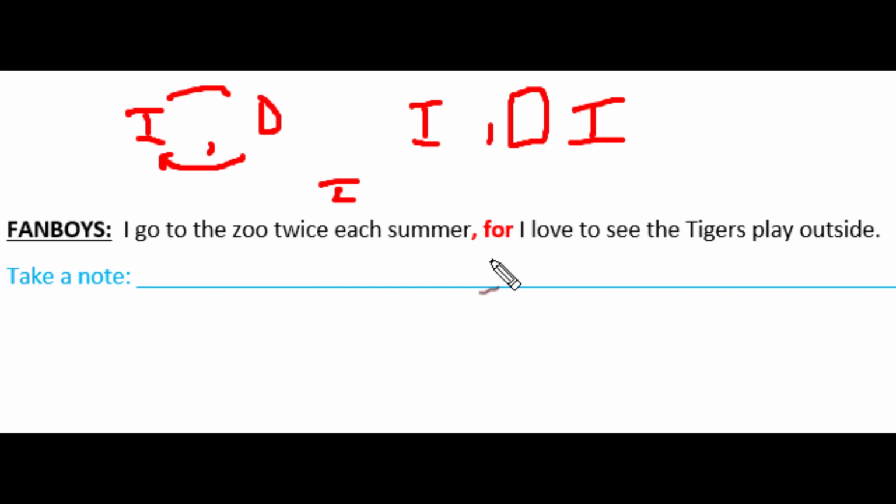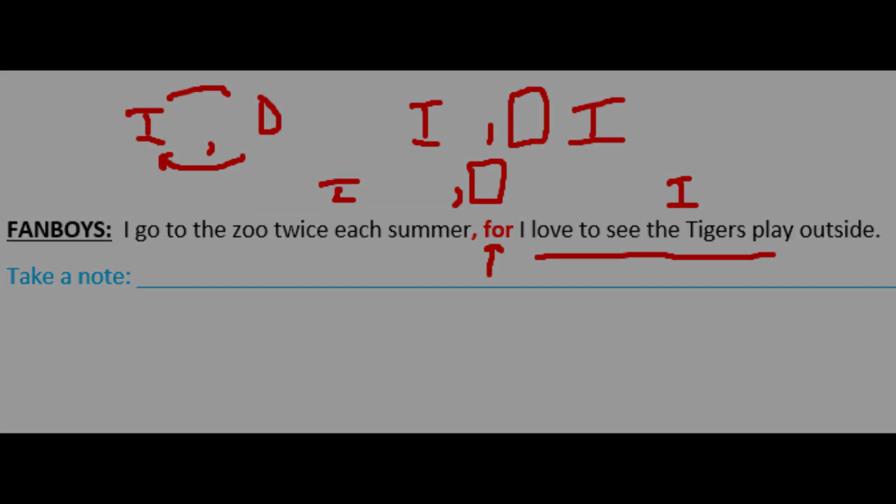FANBOYS: for, and, nor, but, or, yet, and so. You see in this case we use the word for. Then you see we have another independent clause: I love to see the Tigers play outside. FANBOYS: two independent clauses connected by one comma and a FANBOYS word right after that comma.